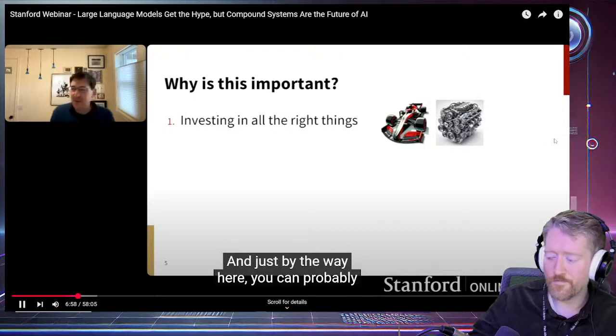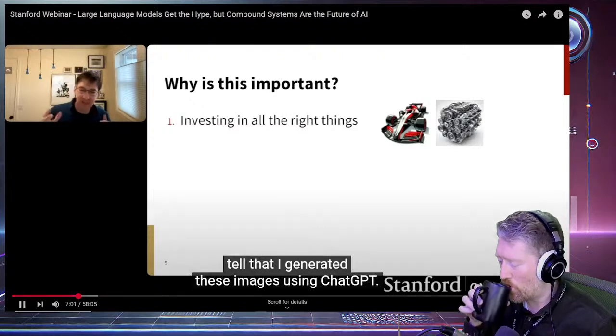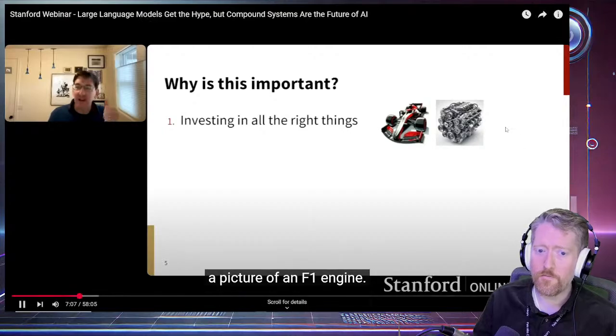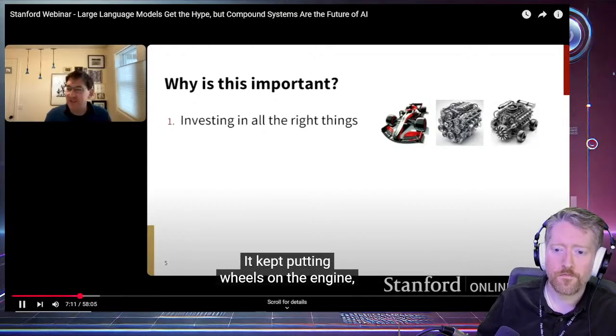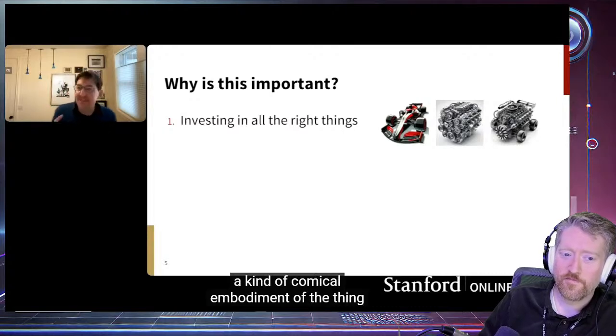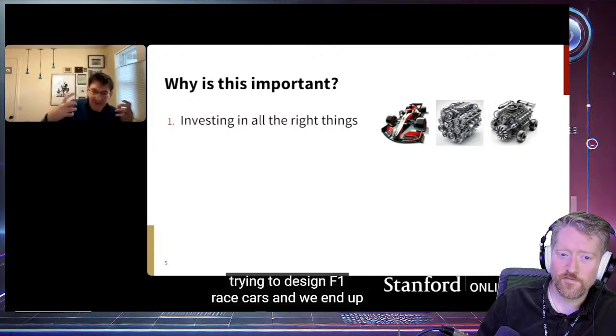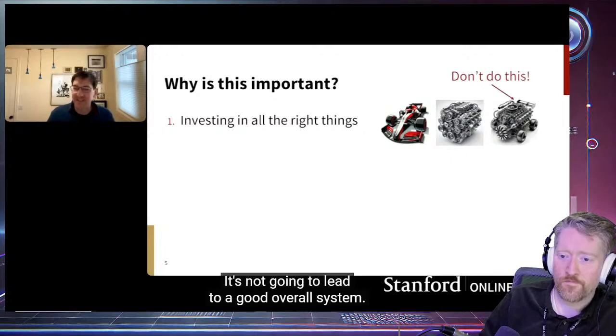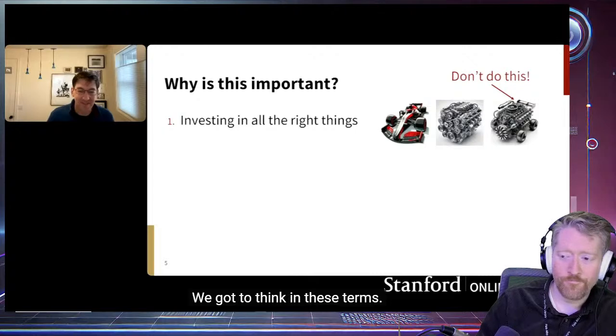And just by the way here, you can probably tell that I generated these images using ChatGPT. And it was sort of funny. I had trouble prompting it to just show me a picture of an F1 engine. It kept putting wheels on the engine. So it would produce pictures like this. And I decided that this is almost a comical embodiment of the thing that I'm worried about today, that we're trying to design F1 race cars, and we end up doing that by putting wheels on the engine. Do not do this. It's not going to lead to a good overall system. I think in these terms.